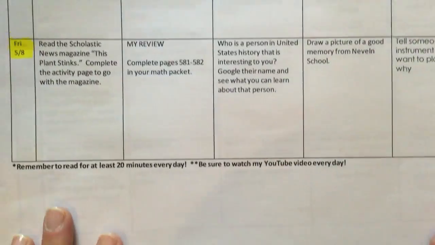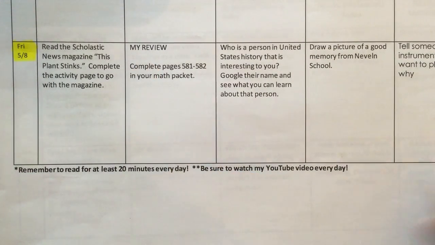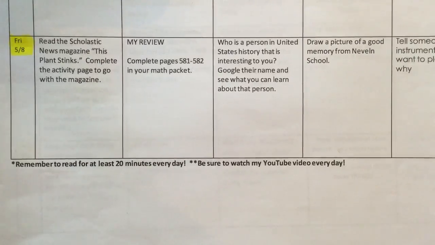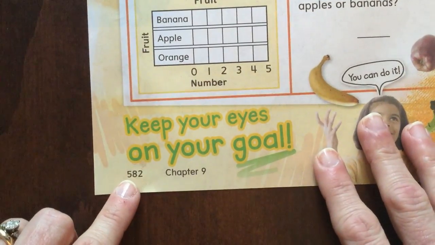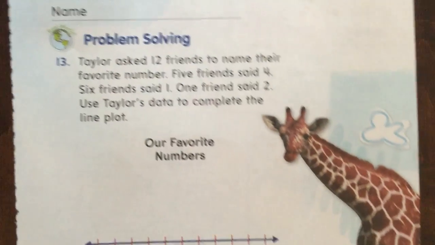Let's take a look at our matrix for today. Again, we're going to finish the My Review. We're going to complete pages 581 and 582 in your math packet. So, let me get those papers out. 581 is the one with the giraffe on it. And then we're going to do the back side, 582. We're going to do both of these today.